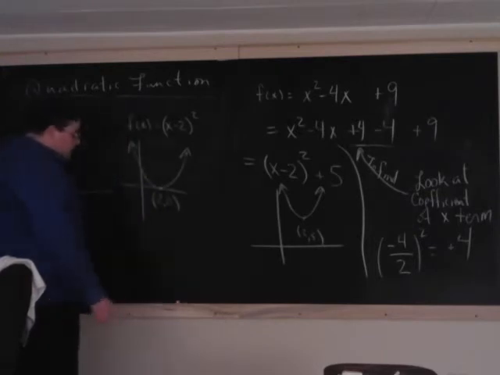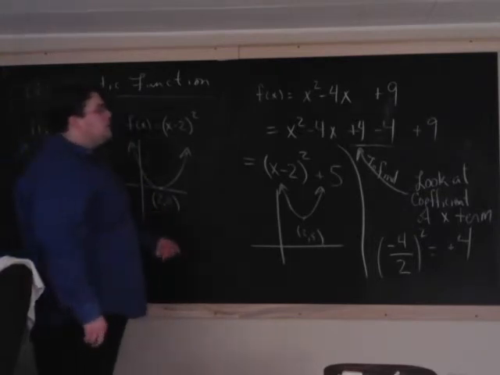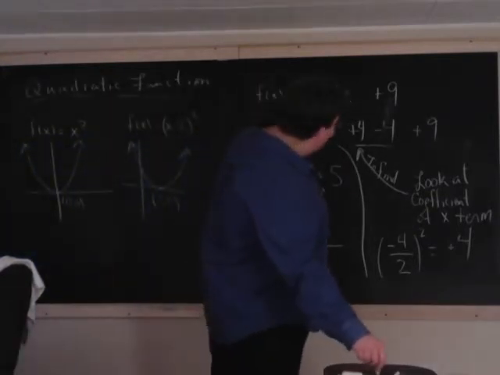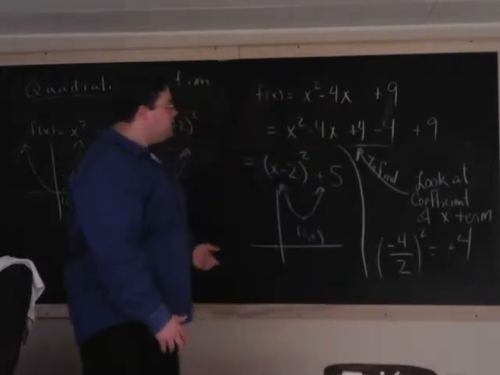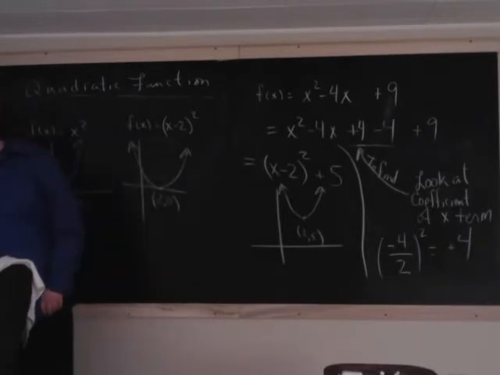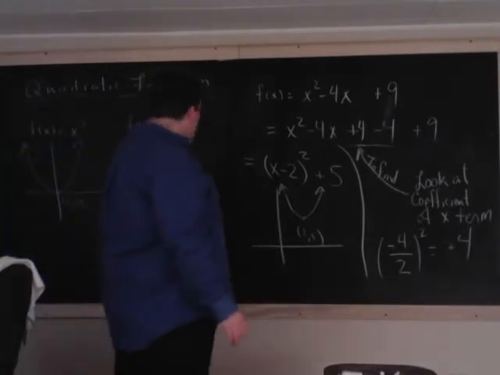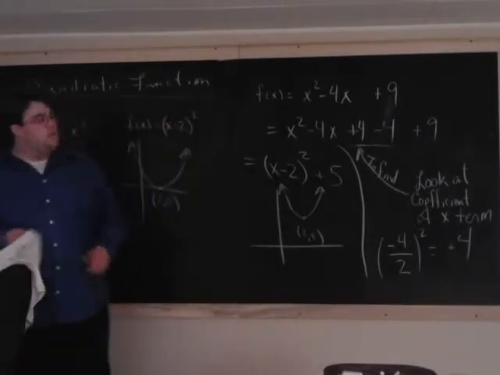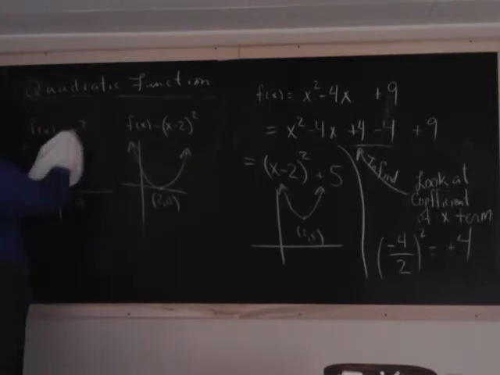So what we did here was complete the square: look at the middle coefficient, the coefficient on x, take half of that and square it. And then we did some graph transformations.